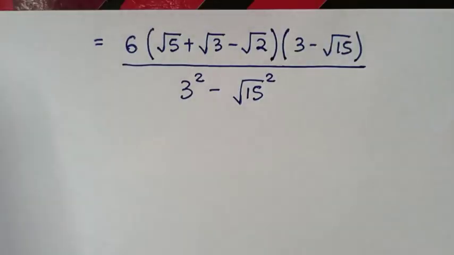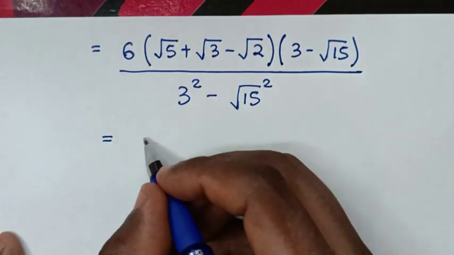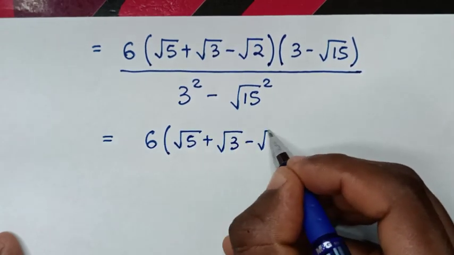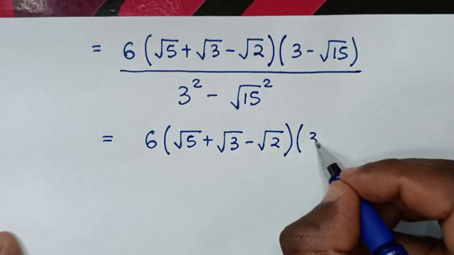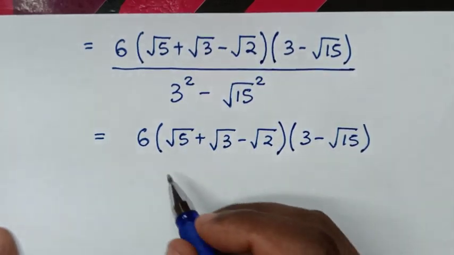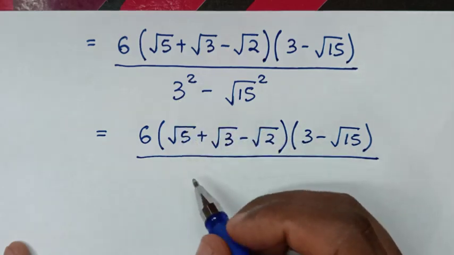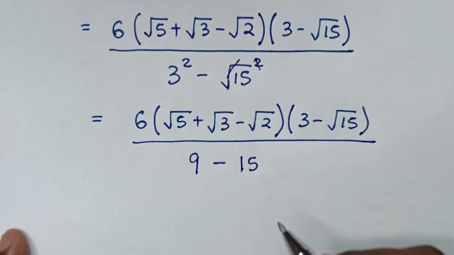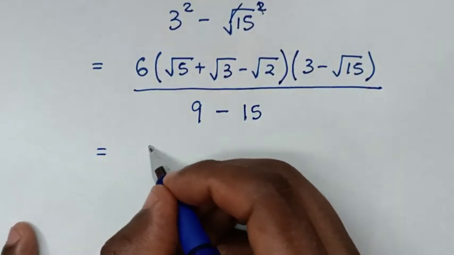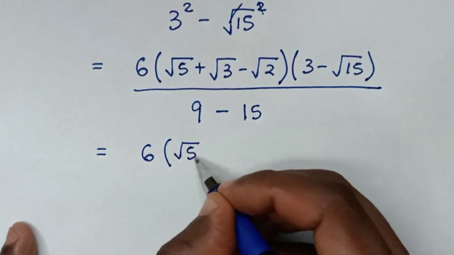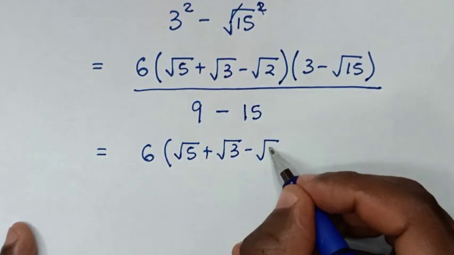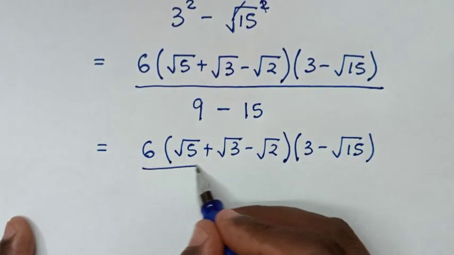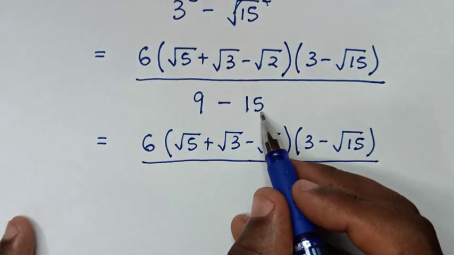Then in the next step, it will be equal to 6 times the bracket (square root of 5 plus square root of 3 minus square root of 2) times the bracket (3 minus square root of 15), then over 3 square, which is 9, minus the square root squared, which cancels, so it will be minus 15. Then it will be equal to 6 times (square root of 5 plus square root of 3 minus square root of 2) times (3 minus square root of 15), over 9 minus 15, which is negative 6.